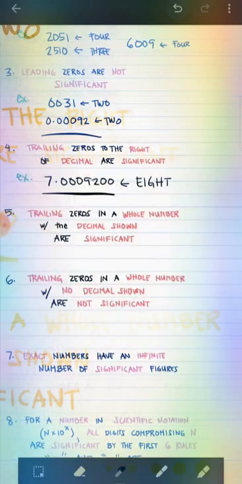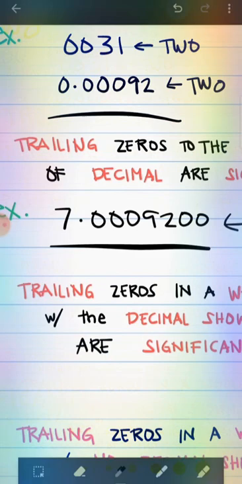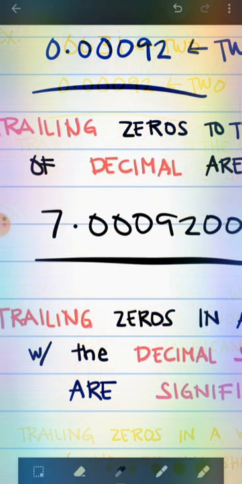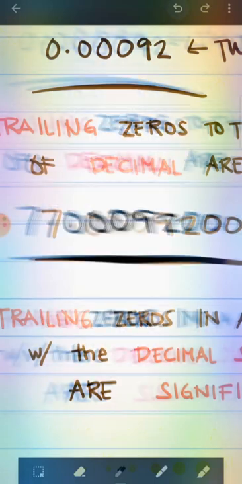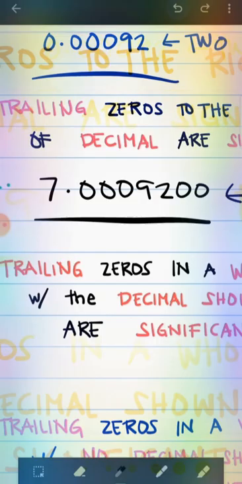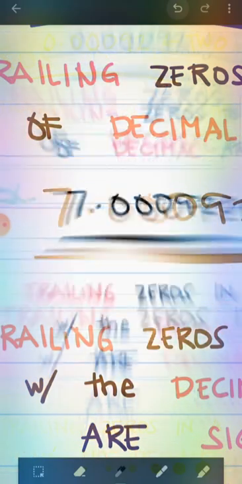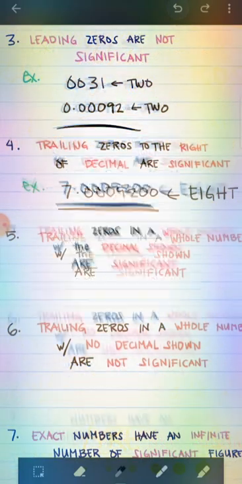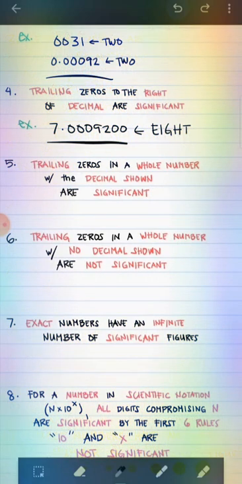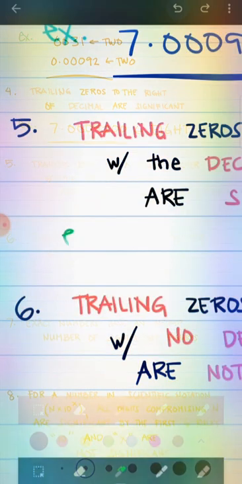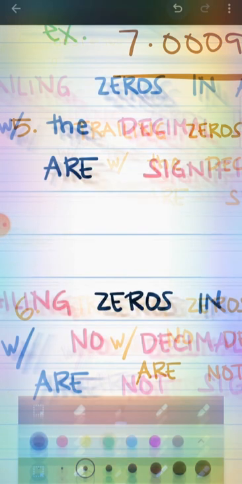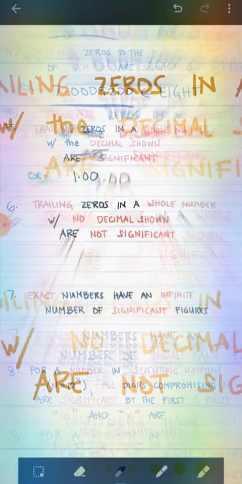Why? Because 7, 9, and 2 are non-zeros, of course. But these 3 zeros are in between 7 and 9. And then these 2 zeros are trailing zeros to the right of the decimal, and thus all of them are significant. And now we have rule number 5. Trailing zeros in a whole number with the decimal shown are significant. Example: 1.00.